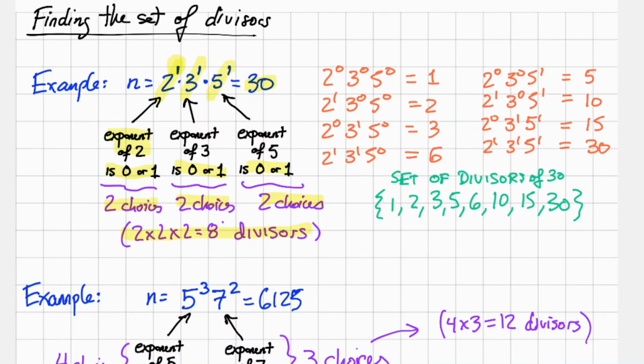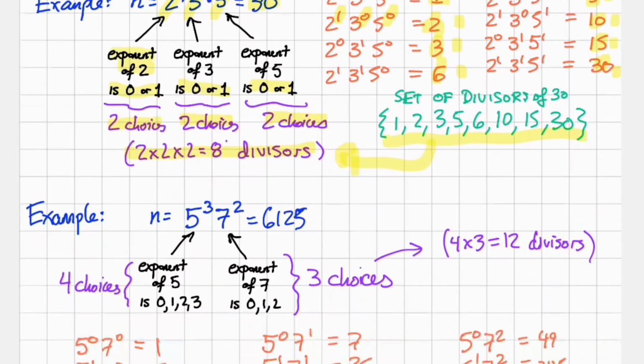When we go through and choose all those different possibilities, for example, the exponent of 2 is 0, the exponent of 3 is 0, the exponent of 5 is 0, we get 1. The exponent of 2 is 1, the exponent of 3 is 0, the exponent of 5 is 0, we get 2. And if we continue, we see that the divisors are 1, 2, 3, 6, 5, 10, 15, and 30. And if we put them into a list in ascending order, then we see that the set of divisors of 30 is this set: 1, 2, 3, 5, 6, 10, 15, and 30, and it does indeed have 8 divisors.